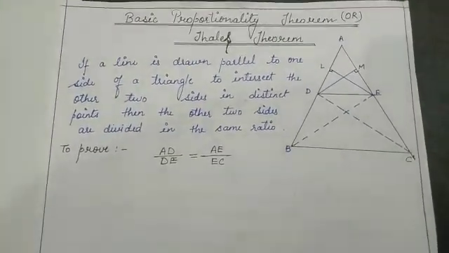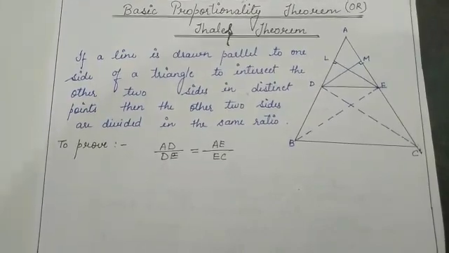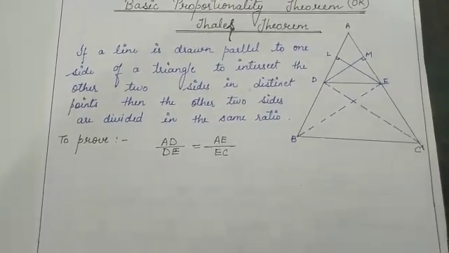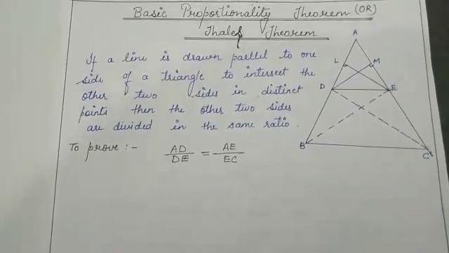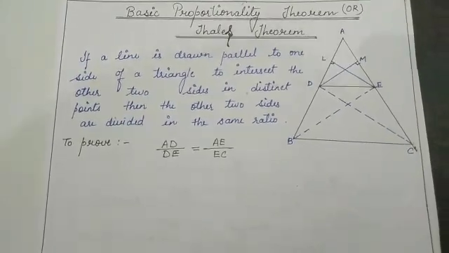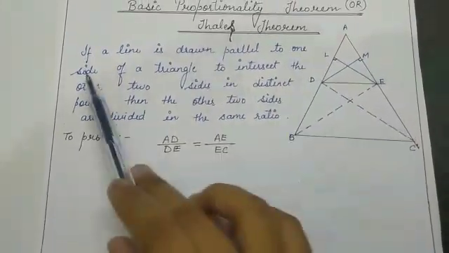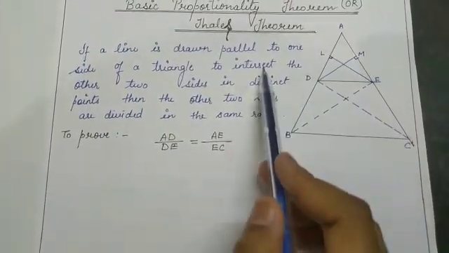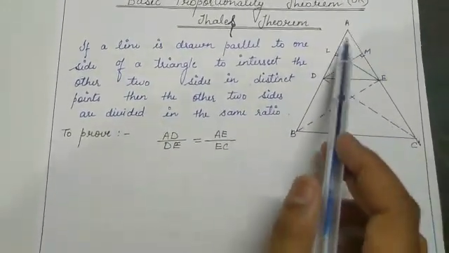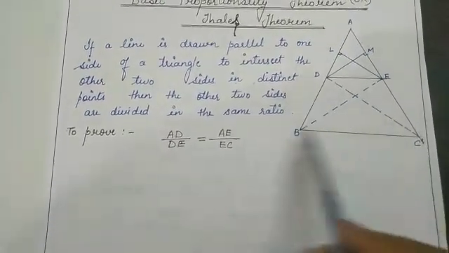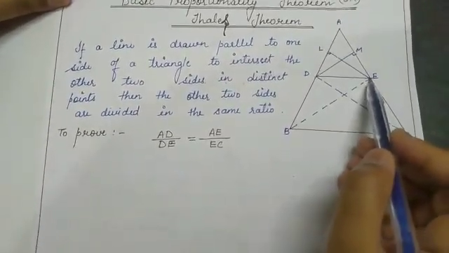So the theorem says that if a line is drawn parallel to one side of a triangle to intersect the other two sides in distinct points, then the other two sides are divided in the same ratio. So if a line is drawn parallel to one side of a triangle and intersects the other two sides in distinct points, you can see here A, B, C. This is the triangle and DE is the parallel line.